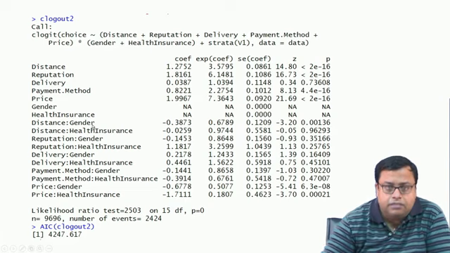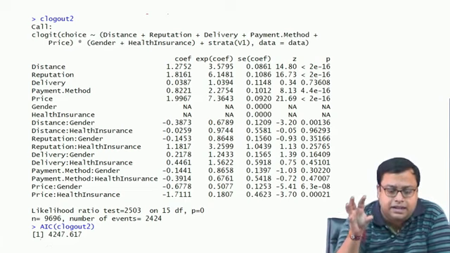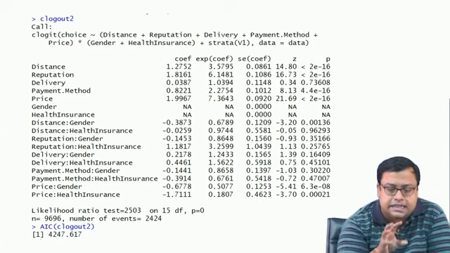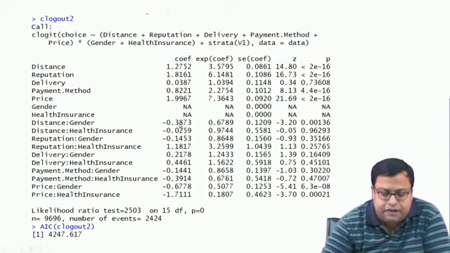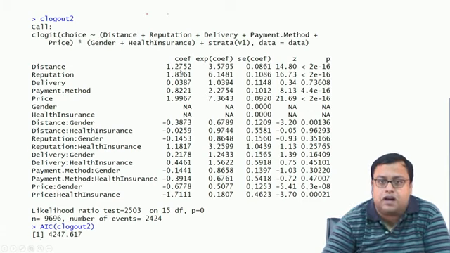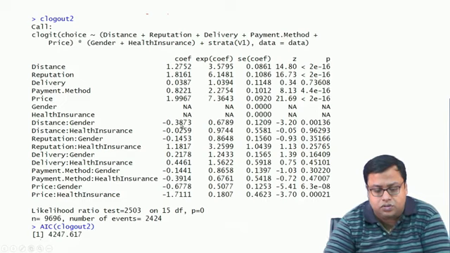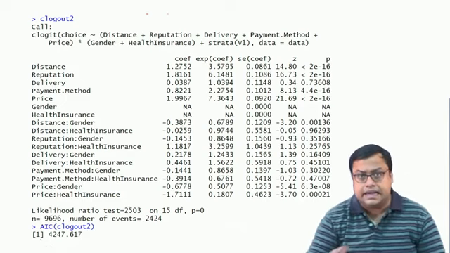That means when gender goes from 0 to 1, for male gender, the distance's effect comes down, minus 0.3873. Initially it was 1.2752, but it comes down when your gender is male. So, what does this mean? This is an interaction effect.